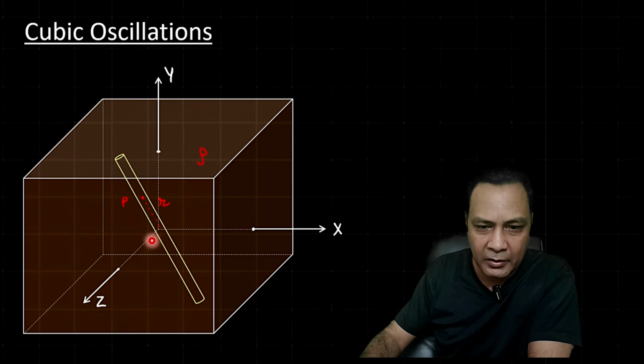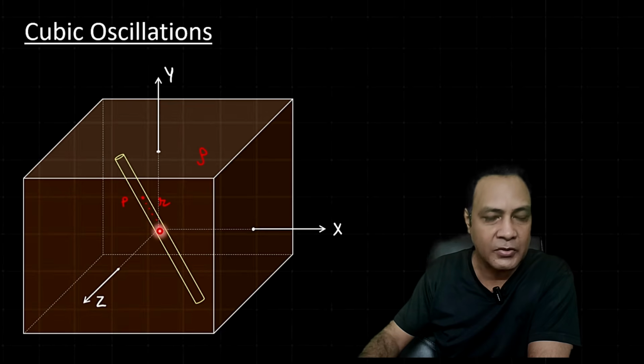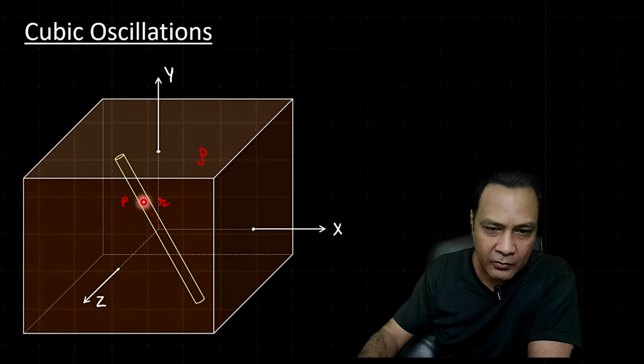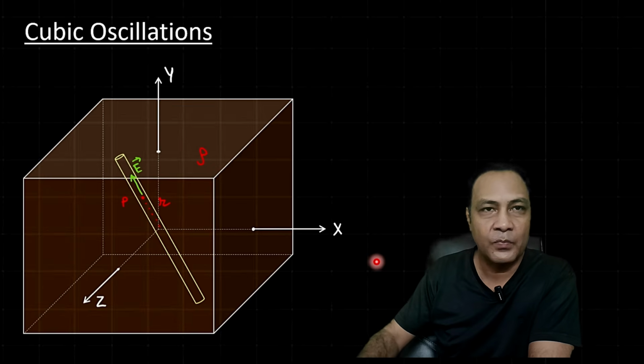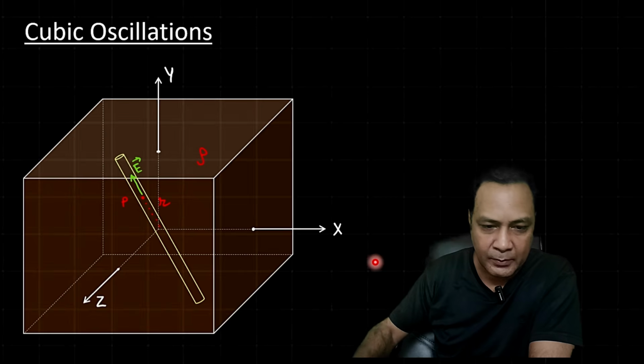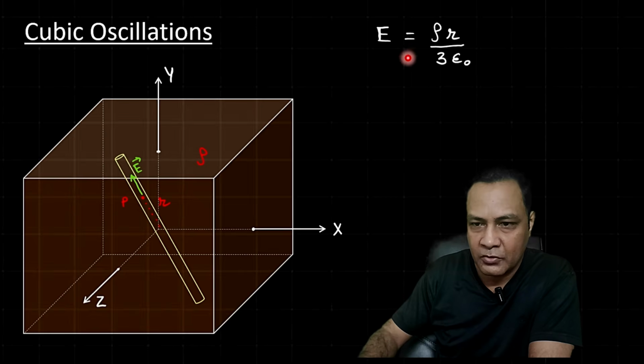So here a tunnel is made inside that cube. That tunnel passes through the center, and we can take any point here, this point P, that is very close to the center at a small distance r. So here the electric field is in the radially away direction like that, and the magnitude of that electric field is rho r by 3 epsilon naught.